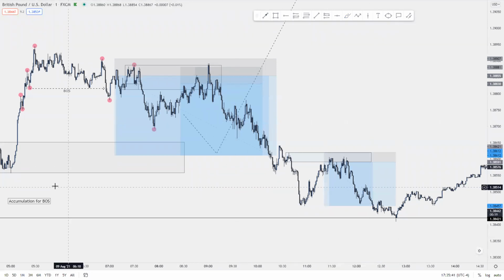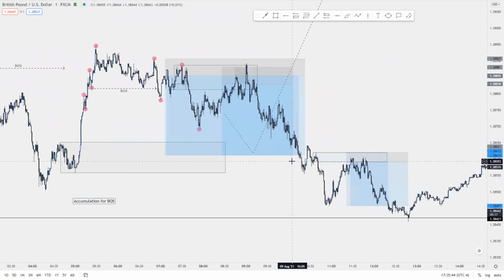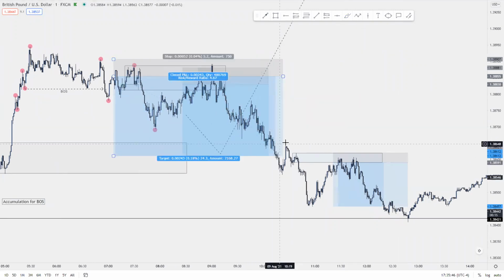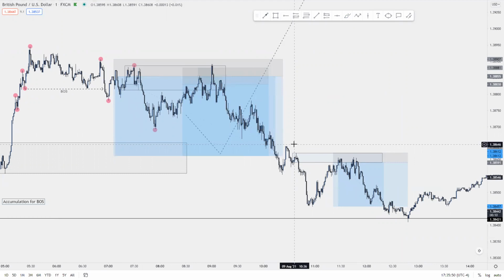So when you trade into here, look for a BOS, right? Look for price to actually show you that it wants to reverse and head in the opposite direction. Don't just bank on it hitting it and then reversing.